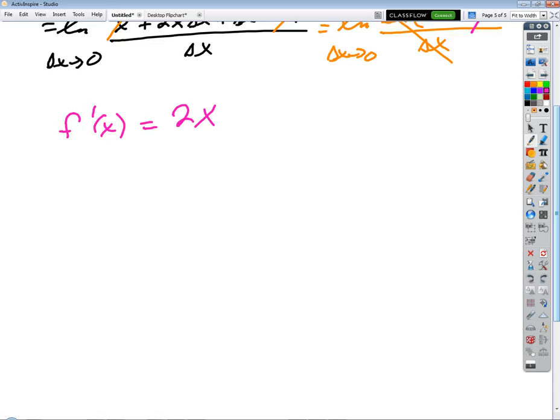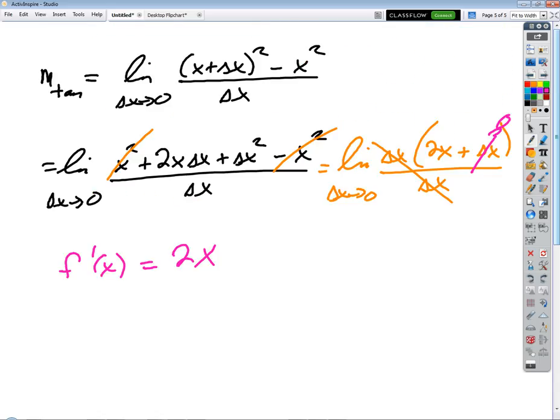It would have been different, wouldn't it, if this had been, for example, X cubed. Then that would have changed this, f of X plus delta X would have been that quantity cubed minus X cubed, and that expansion would have been a little different, right? We would have had a different result. Or if it had been like a sine X or something, we would have had to do something different maybe to solve this limit.